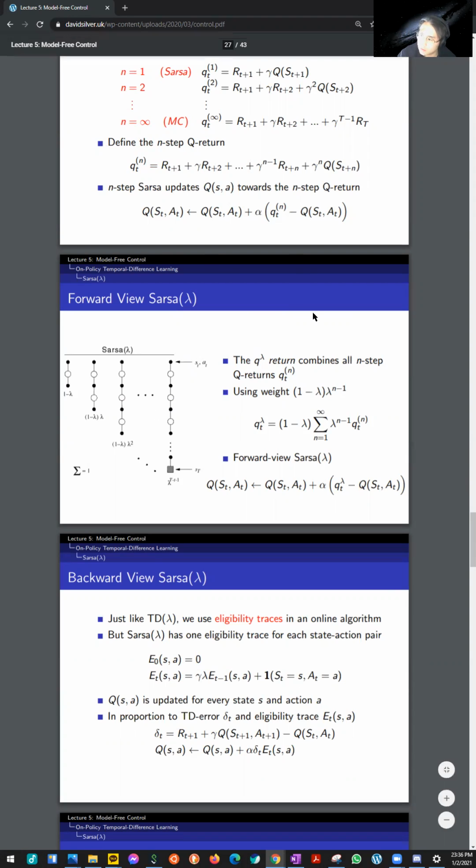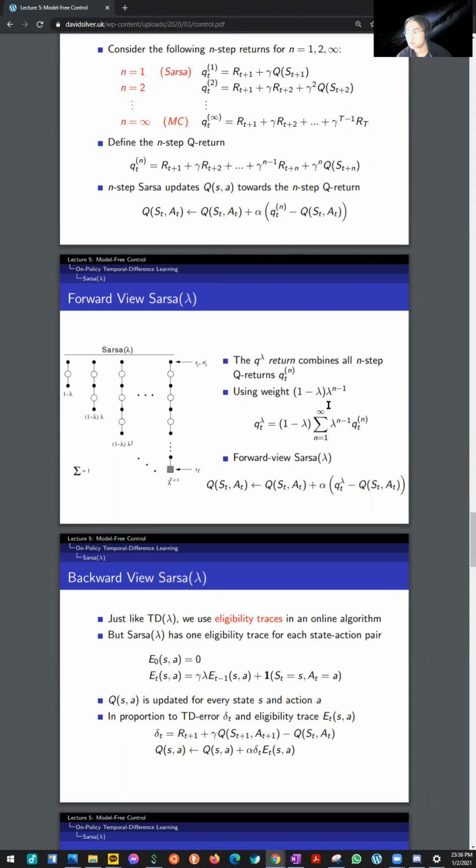Specifically, the weight is 1 minus lambda times lambda to the power of n minus 1. The first term of the product, 1 minus lambda, is just a normalization factor, because when we add this up, we want to guarantee that it equals 1, since we're trying to get some kind of mean, right? Our interest lies in the second term of the product, which is lambda to the power of n minus 1.